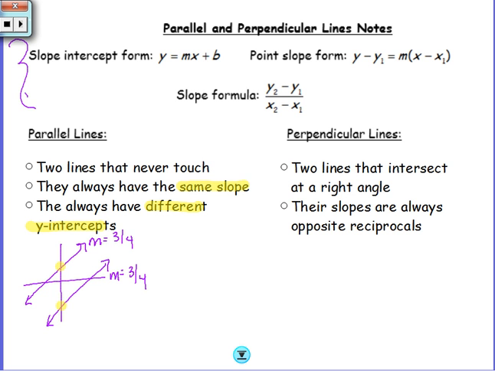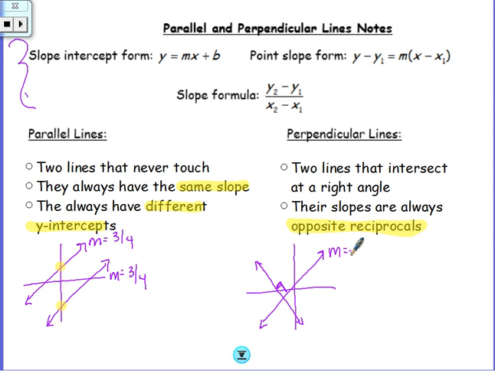Okay, so perpendicular lines, they are two lines that intersect at a right angle, which is 90 degrees, and their slopes are always opposite reciprocals. So what that means is if we draw a quick sketch, if this line comes up like this, its perpendicular line would come down and make a 90-degree angle there. So they can have the same y-intercept, they can have different y-intercepts, it doesn't matter. What matters is their slope.